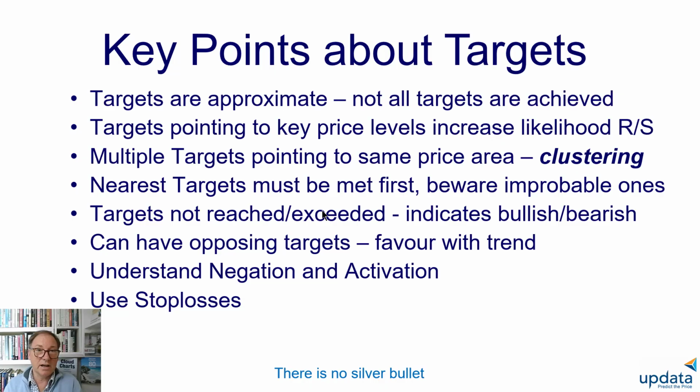So the key points about the targets is that they are approximate. Not all the targets will be achieved. Targets pointing to key price levels increases the likelihood in terms of resistance and support levels. Multiple targets pointing in the same direction, clustering increases the likelihood. The nearest targets must be met first. Beware of improbable ones. Targets not reached or exceeded gives you an indication of bullishness and bearishness, and you can have opposing targets. Remember to favor the ones with a trend. Do understand this idea of negation and activation, and to make them even more effective, use stop losses.